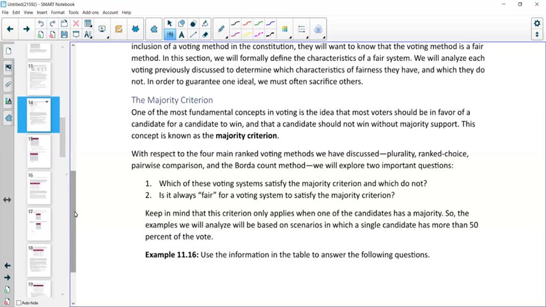Keep in mind, this criterion only applies when one of the candidates has a majority. Some examples we will analyze will be based on scenarios in which a single candidate has more than 50% of the vote. So we're going to use the information in the table to answer the following questions.